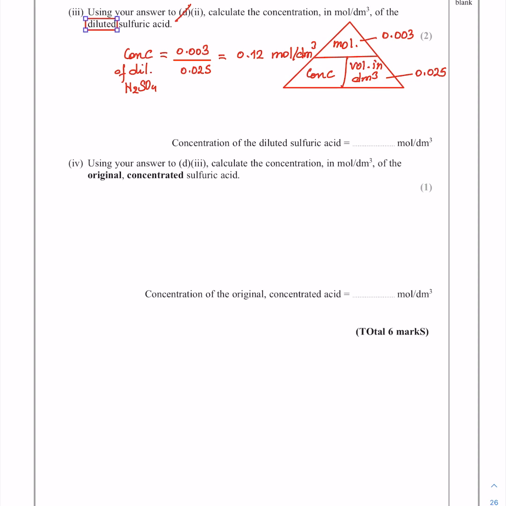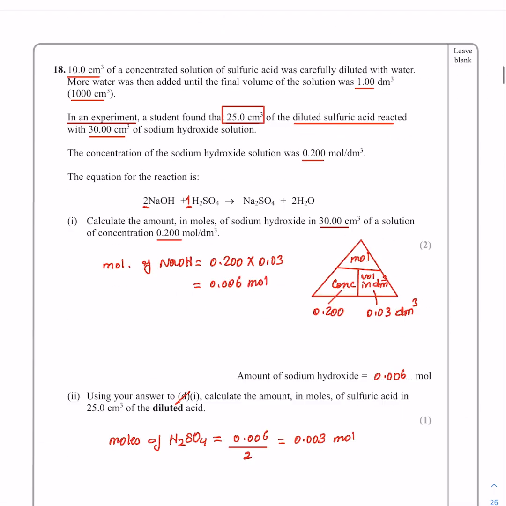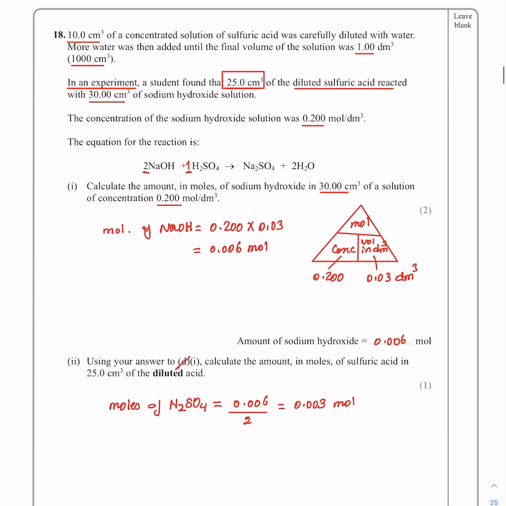هو هنا بقى using your answer to IV, to triple I, calculate the concentration of the original concentrated sulfuric acid. طيب نرجع للهاد بتاع الكويستشن. هو كان في أول سطر كان قال إيه؟ كان قال إن 10 cubic centimeter of sulfuric acid concentrated was carefully diluted with water, and more water was then added until the final volume of the solution was 1000 cubic centimeter.